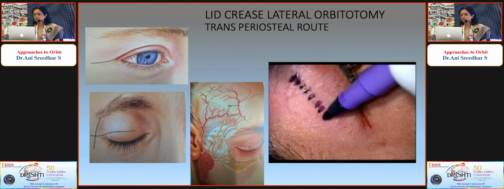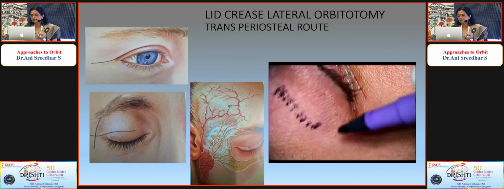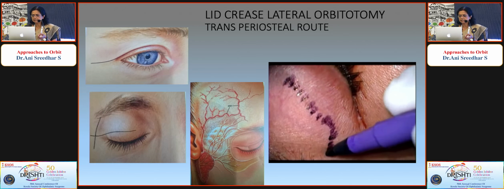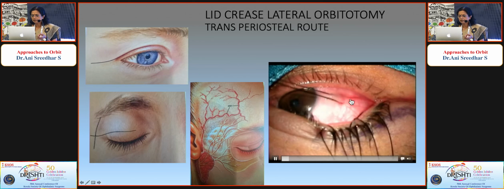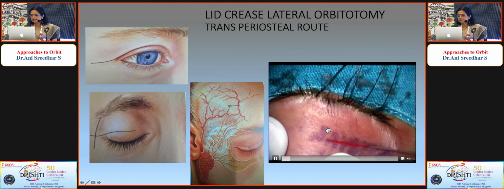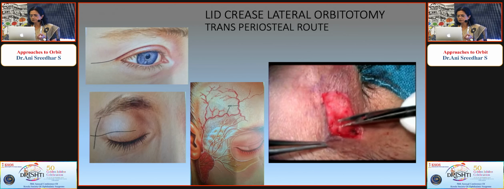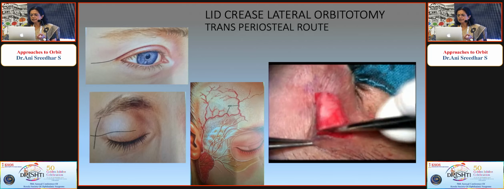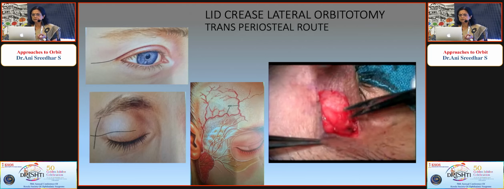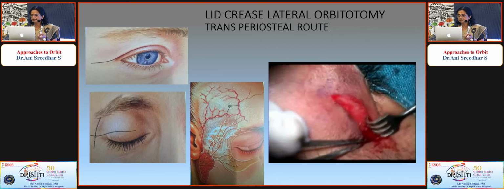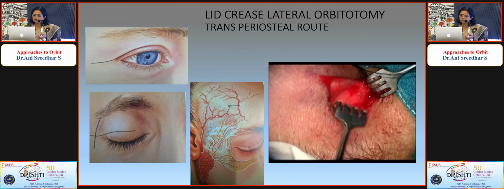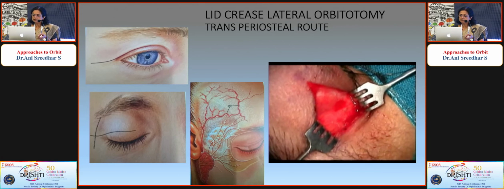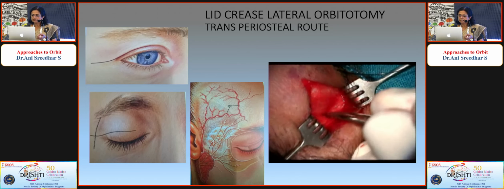So here the lid crease incision is made at the lateral canthus. You extend the incision along the laugh line, and the lateral rectus is tagged. The orbicularis with the skin is retracted, and now the incision becomes vertical. So that is the lateral orbital margin.